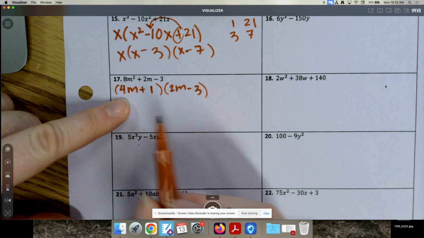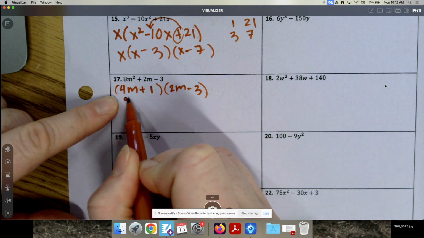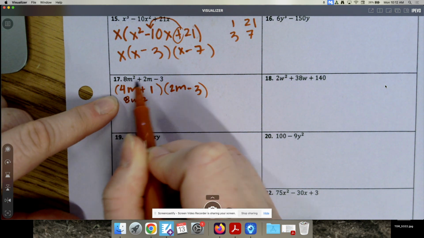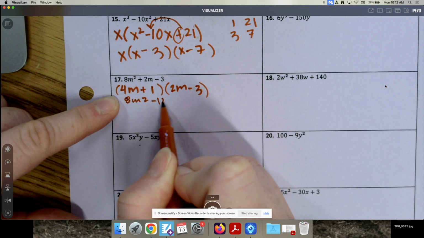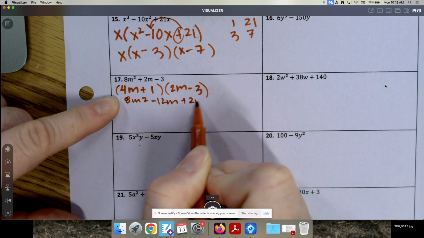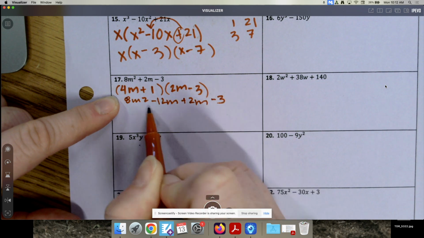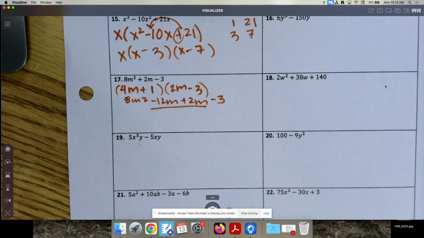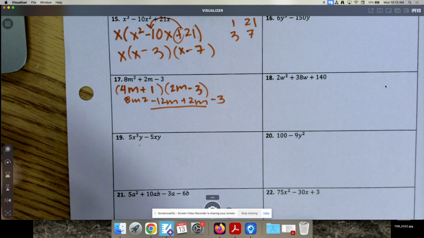So when we foil it out, we get our 8m squared. 4m times negative 3 is negative 12m, plus 2m, minus 3. Look to the middle. Is that what we want? No, it's negative 10m. So our number is wrong. As a general rule, if your number is wrong, do we want to switch our signs or switch our numbers? Switch the numbers. If your number is wrong, switch the numbers.